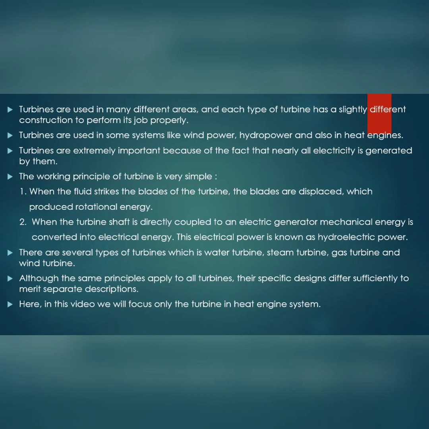There are several types of turbine, which are water turbine, steam turbine, gas turbine, and wind turbine. Although the same principle applies to all turbines, their specific designs differ sufficiently to merit separate description. In this video, we will focus on the turbine in heat engine systems. In the next slide, my friend will discuss how the turbine operates in a heat engine system.